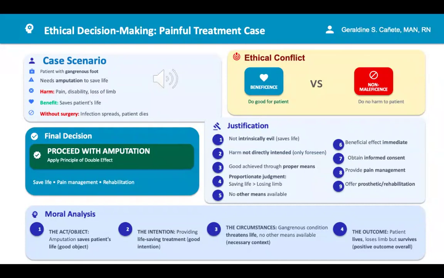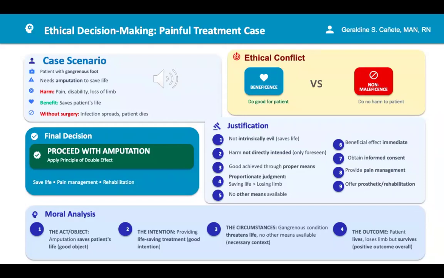Okay. Next, let's examine the circumstances. Gangrenous condition threatens life. No other means are available to treat a gangrenous condition. The circumstances are dire and there are no other options available. Does this make the decision to amputate more ethically acceptable?